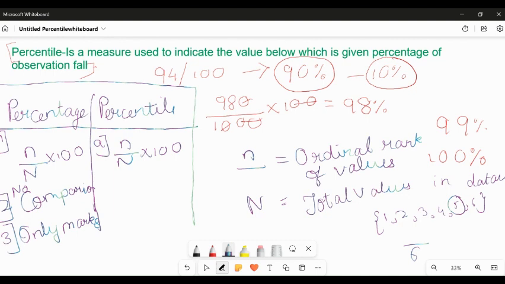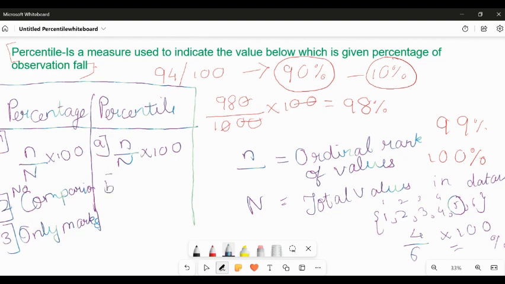So n is the number of values less than that number. What values are there? 1, 2, 3, 4. So a total of 4 values are less than 5. So 4 divided by 6 times 100. The value that you get is called the percentile. You do the calculation and you get the percentile value. I will be giving good examples, but I have just shown that the n in percentage and the n in percentile are different.